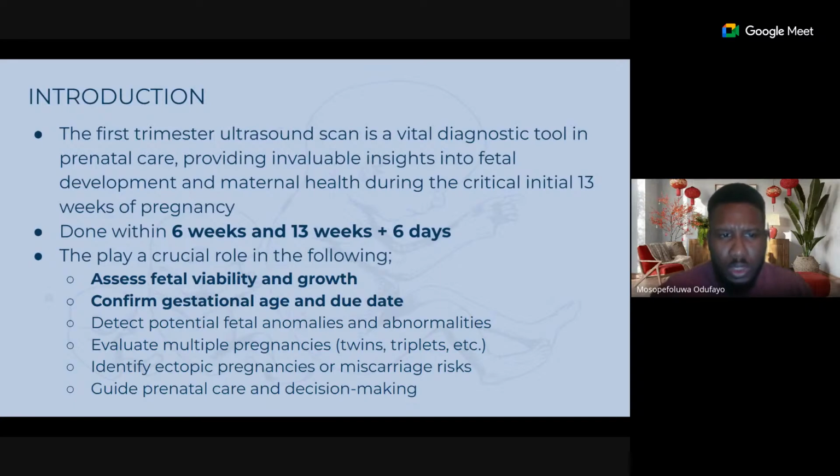It plays a very crucial role in assessing fetal viability and growth. We can confirm gestational age and the due date of delivery with this scan. We can detect some potential fetal anomalies and abnormalities. We can evaluate multiple pregnancies. We can identify ectopic pregnancies or miscarriage risks, and we can guide prenatal care and decision making. But in this particular lecture, we're going to be emphasizing how to assess fetal viability and growth and confirm gestational age and due date.